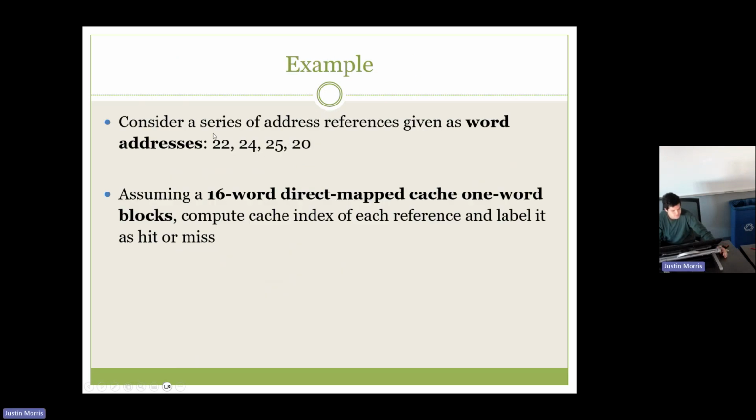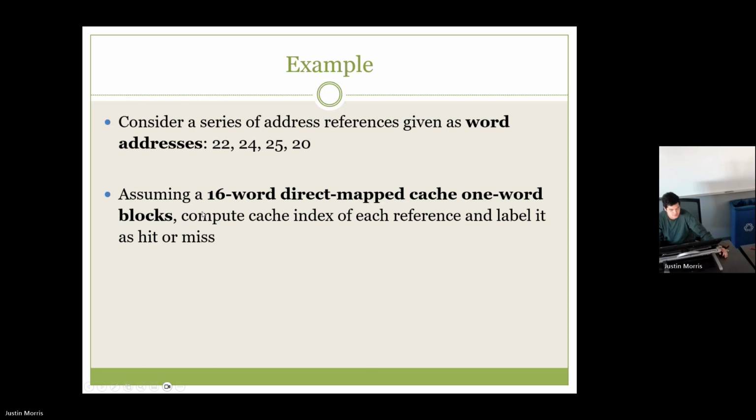So here is another example. Consider this series of addresses given as word addresses: 22, 24, 25, and 20. 16-word direct map cache, 1-word blocks. Use the cache index of each reference and label it as hit or miss. Okay. We are given word addresses, right? We have a 16-word direct map cache, and 1-word blocks, so how many indexes do we have? Yeah, 16. 16 words is our total cache and 1-word blocks.